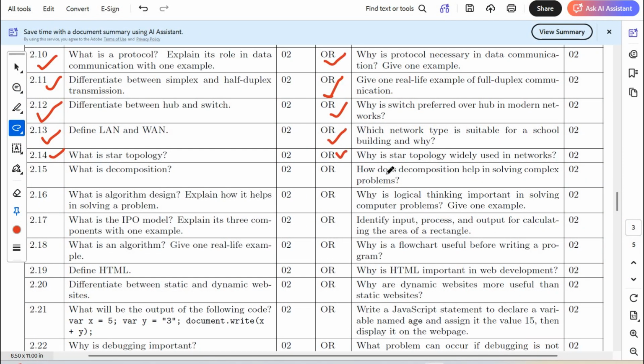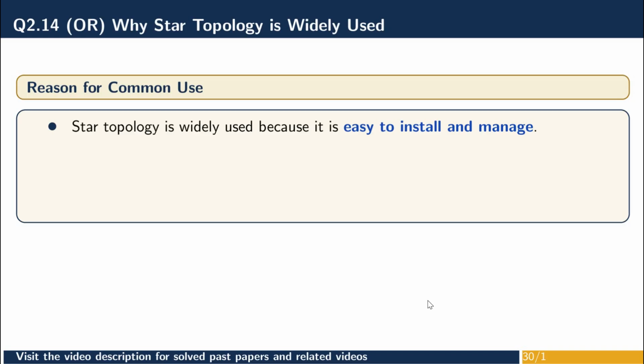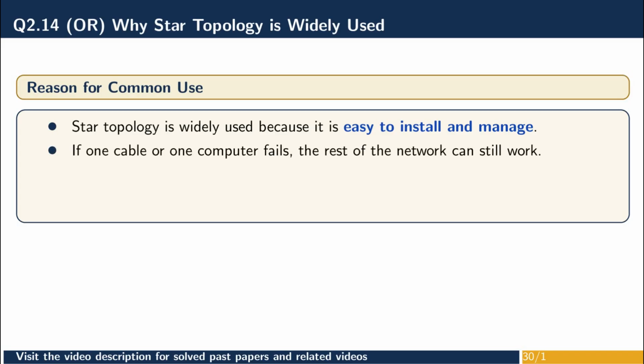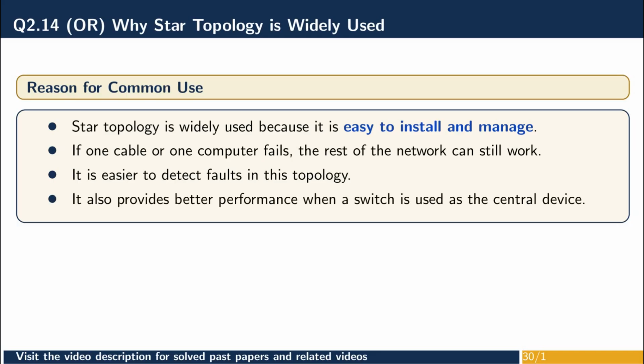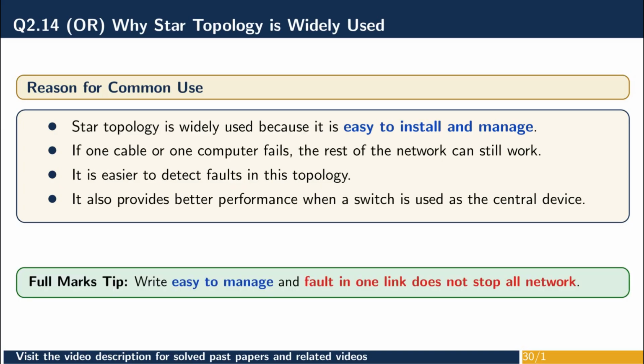Or option is, why is star topology widely used in networks? Star topology is widely used because it is easy to install and manage. If one cable or one computer fails, the rest of the network can still work. It is easier to detect faults in this topology. It also provides better performance when a switch is used as the central device. Full marks tip: write easy to manage and fault in one link does not stop the whole network.